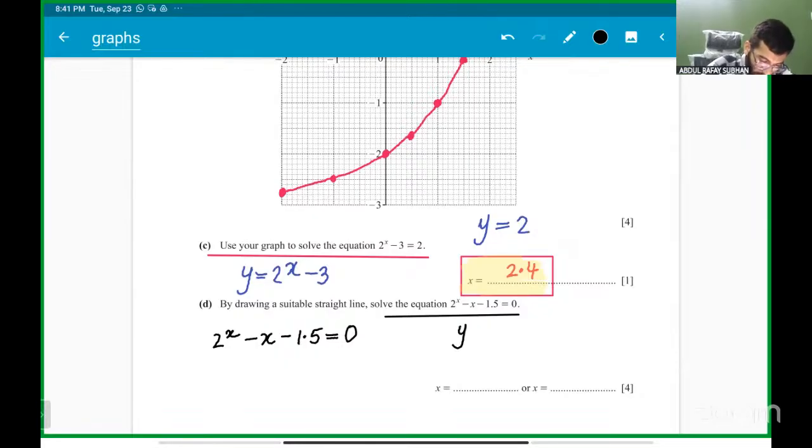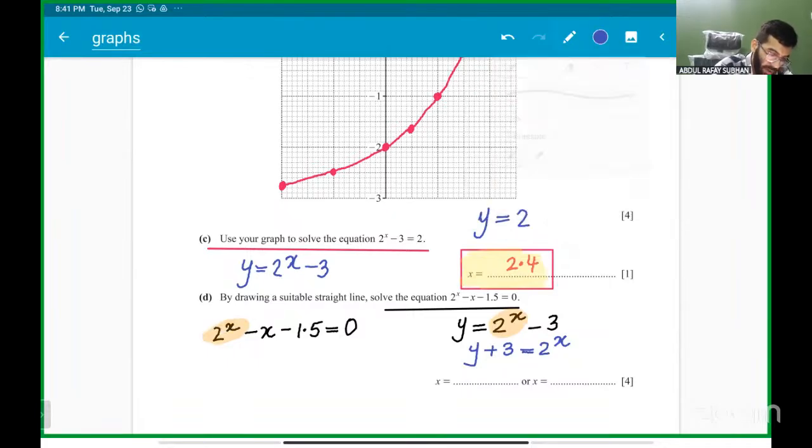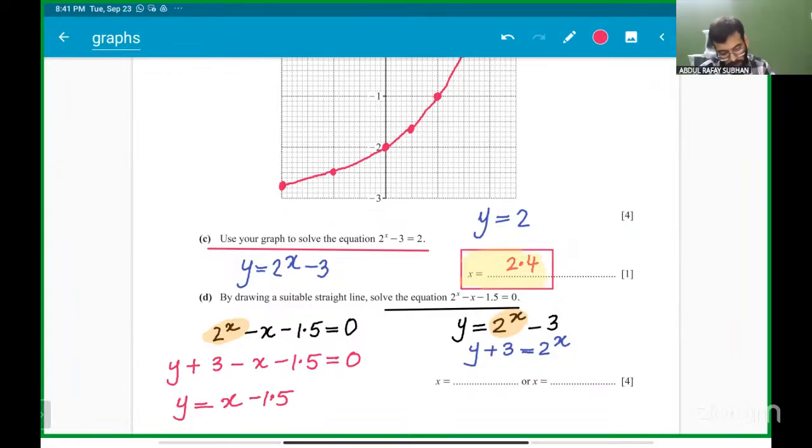What you have to do is compare both of them. y is equal to 2 power x minus 3. The only thing we can find common is 2 power x and 2 power x. So y plus 3 is equal to 2 power x. That will be the case. We can mark it out as well: 2 power x and 2 power x is the only common thing. So you substitute here, y plus 3 minus x minus 1.5 equals 0, because we need to make a linear line. If I take x to the other side, so x plus 1.5, I have taken things to the other side, sir. y is equal to x minus 1.5.